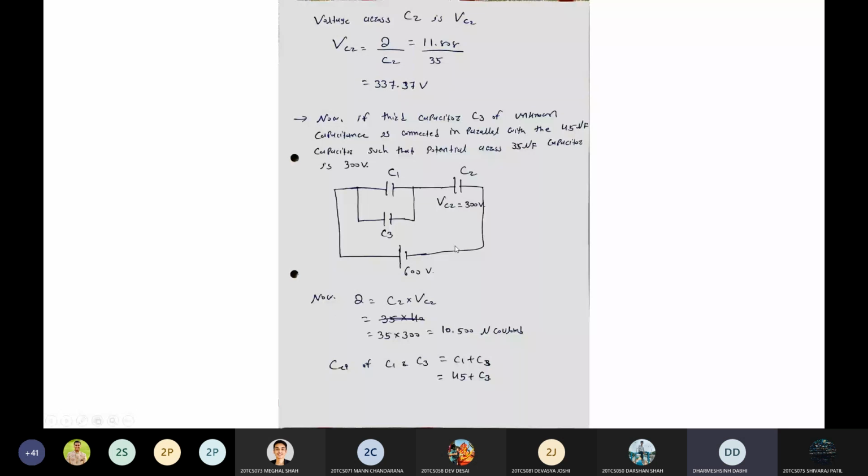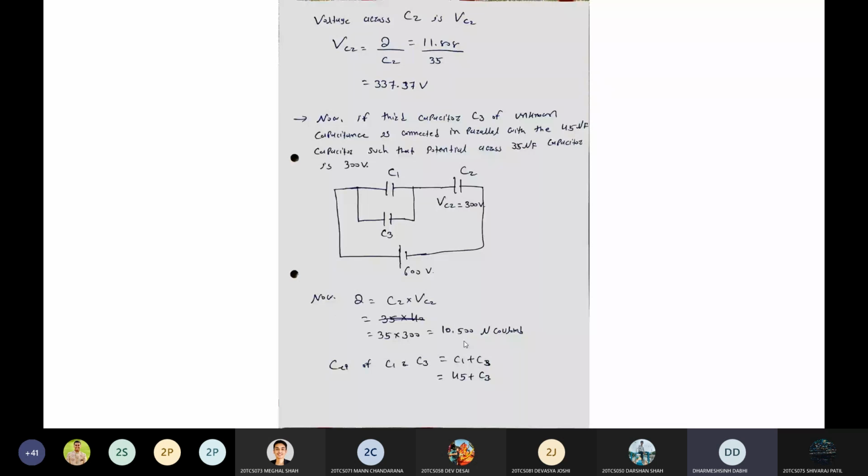Now here the voltage across C2 becomes 300 volt. So what will happen? Charge becomes different. So what is the charge? Now charge Q is equal to C2 into the voltage across capacitor C2. So it is 35 multiplied by 300. So now the charge on this capacitor C2 becomes 10,500 microcoulomb. Clear? All of you get this Q? 10,500.